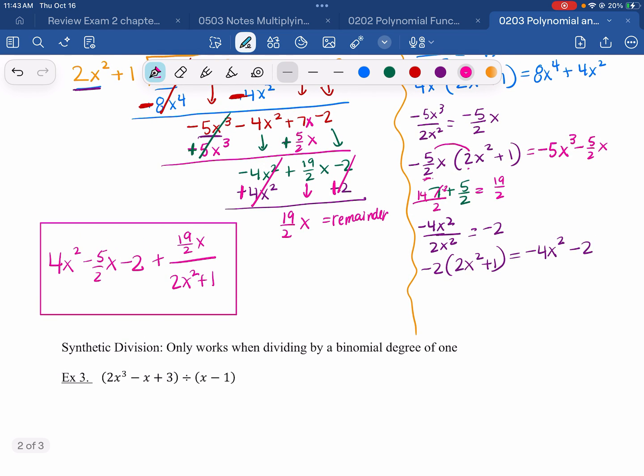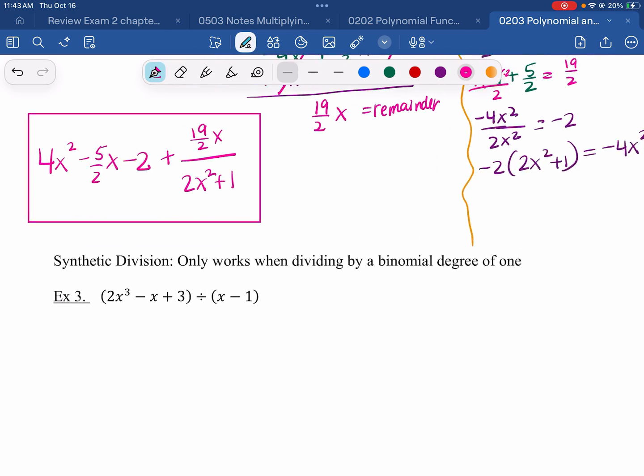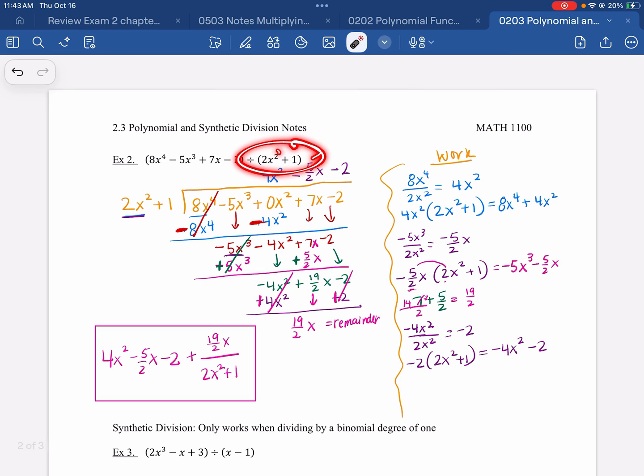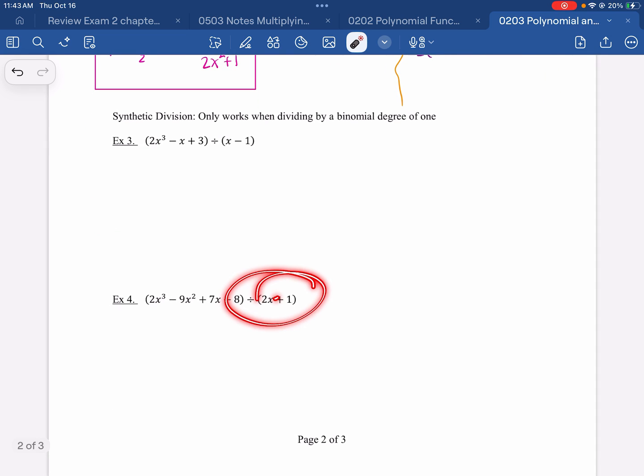Synthetic division only works when you're dividing by a binomial of degree 1. So up here, this is a binomial, but its degree is 2. So we can't do synthetic division. You have no other choice but to do long division. This is a binomial. Its degree is 1. So I can do synthetic division.